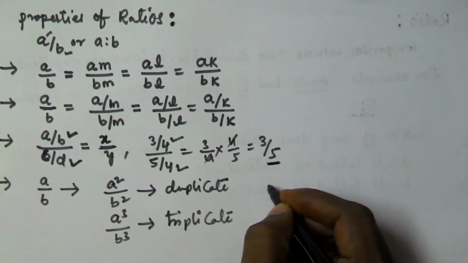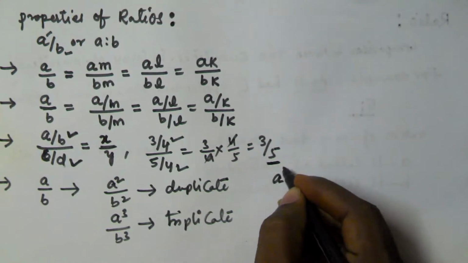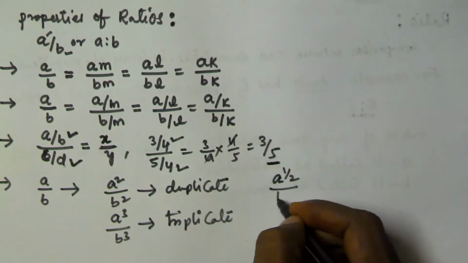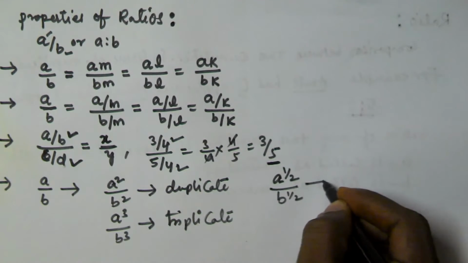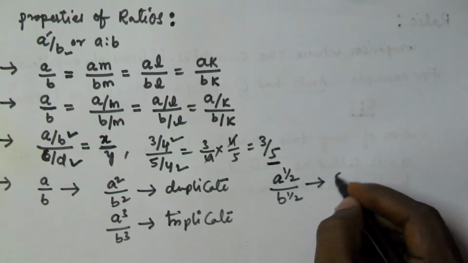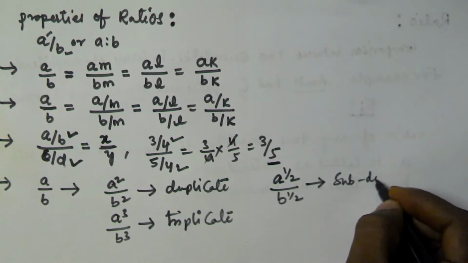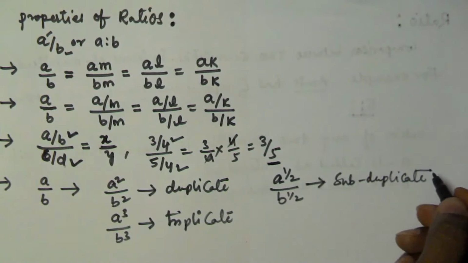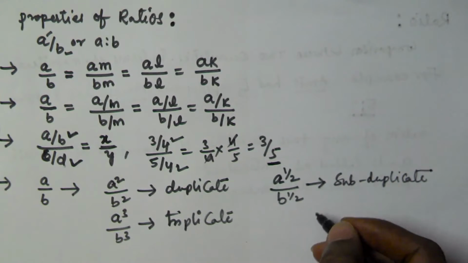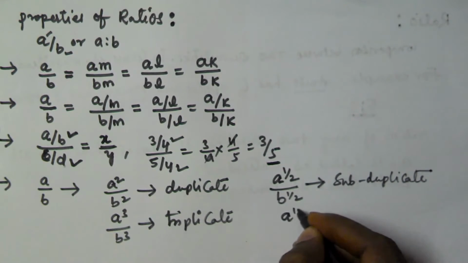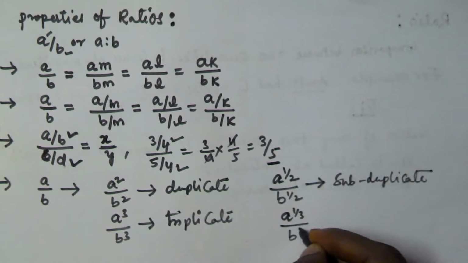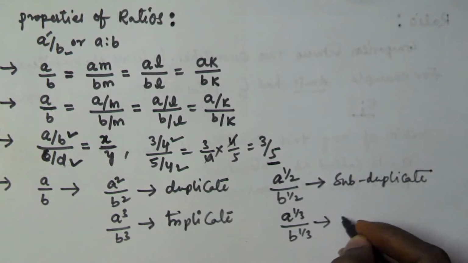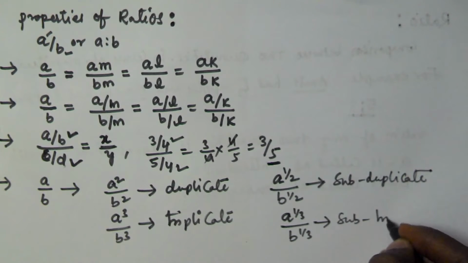And A to the power of 1 by 2 over B to the power of 1 by 2 is called subduplicate. And A to the power of 1 by 3 over B to the power of 1 by 3 is called subtriplicate.